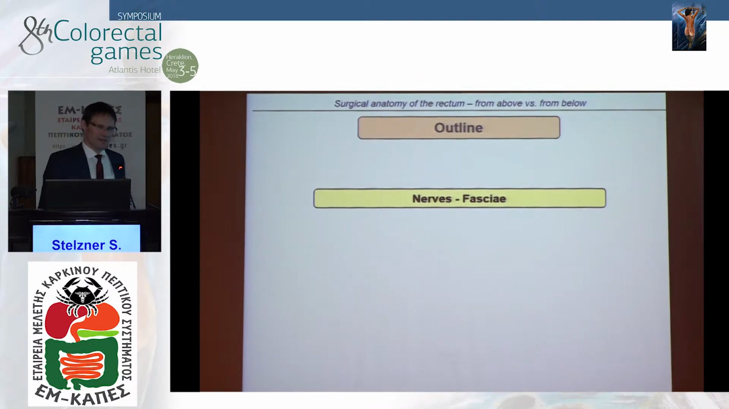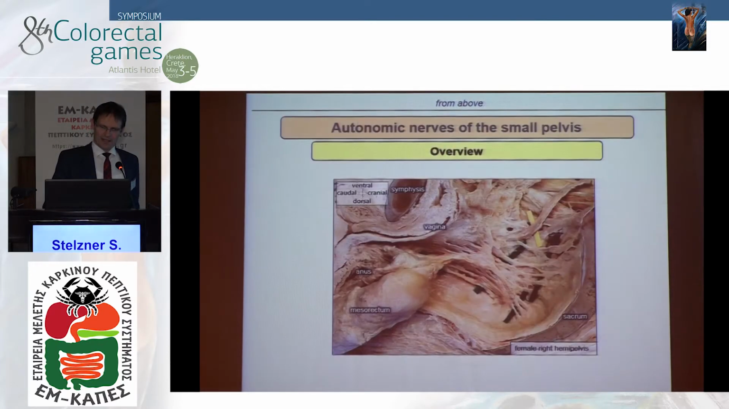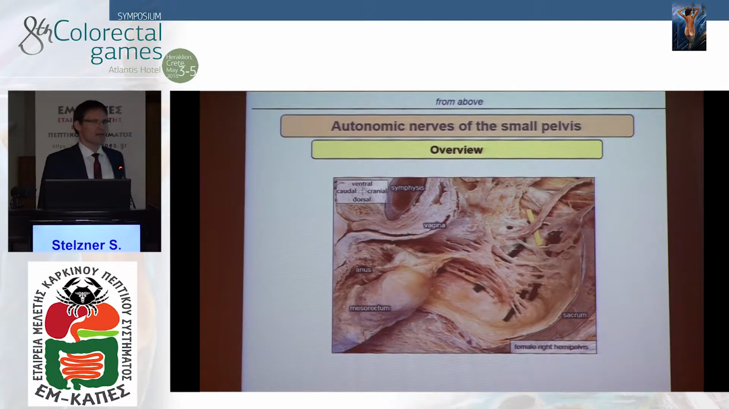Rectal anatomy in relation to surgery means perirectal anatomy. And I would like to focus on two topics, on the nerves and on the fasciae. Let's start with the nerves. This is the pelvic side wall anatomy as we have seen and spoken about for many, many years. This is a female specimen with the sacrum on your right side, symphysis on your left side, legs are down here. The mesorectum has been removed as in TME surgery, and you look onto the right pelvic side wall.